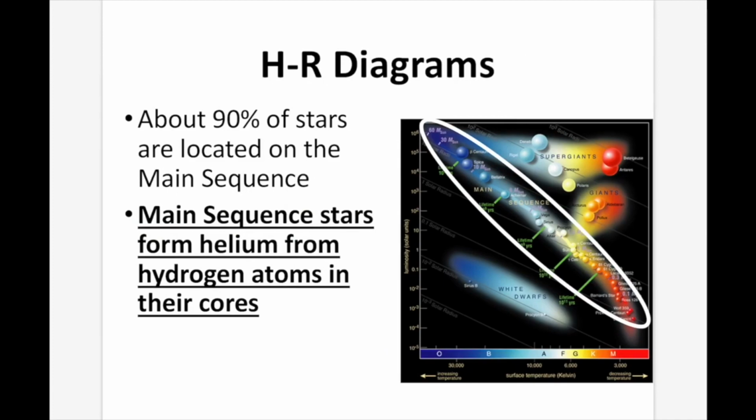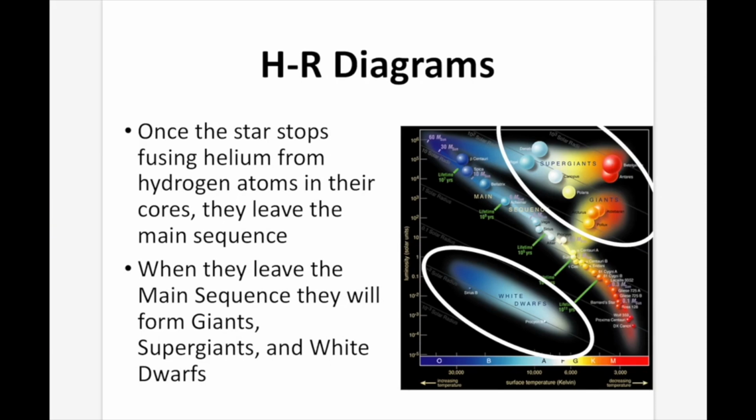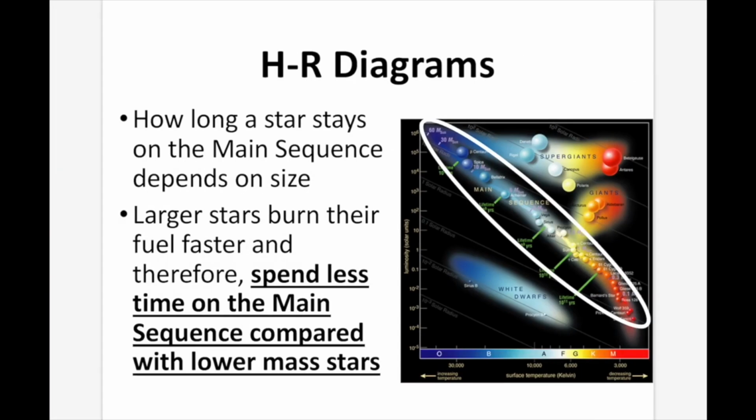So let's review. About 90% of stars are located on the main sequence. Main sequence stars form helium from hydrogen atoms in their core. Once the star stops fusing helium from hydrogen atoms in their cores, they leave the main sequence. When they leave the main sequence, they will form giants, supergiants, and white dwarfs. How long a star stays on the main sequence depends on their size. Larger stars burn their fuel faster and therefore spend less time on the main sequence compared to lower mass stars.